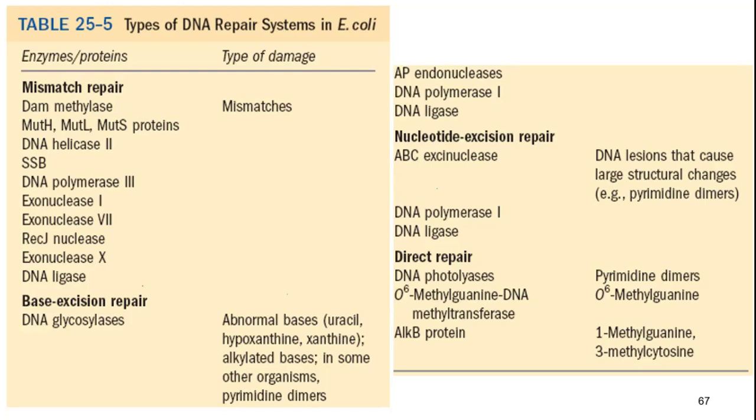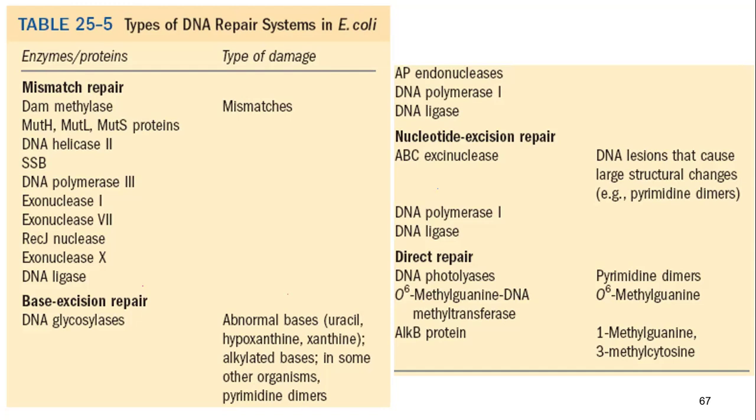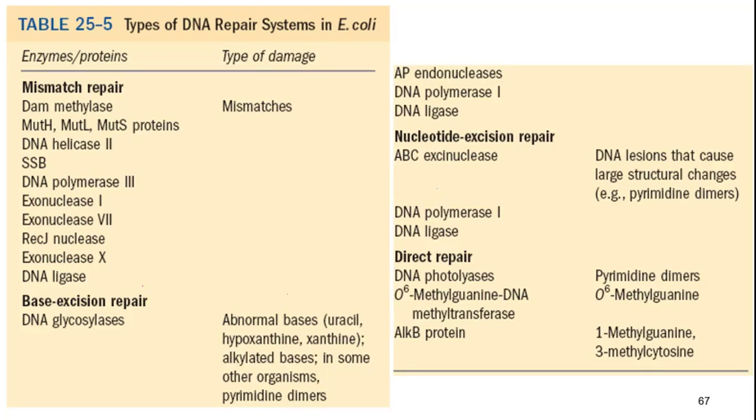Then under nucleotide excision repair, ABC exonuclease, there are DNA lesions that cause large structural changes. And under direct repair, DNA photolyase, pyrimidine dimers, then alkB protein. You can see 1-methyl guanine, 3-methyl cytosine. So these are all the kinds of damages they can actually correct.